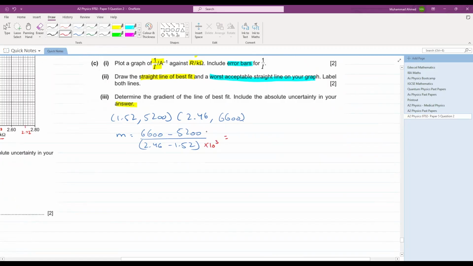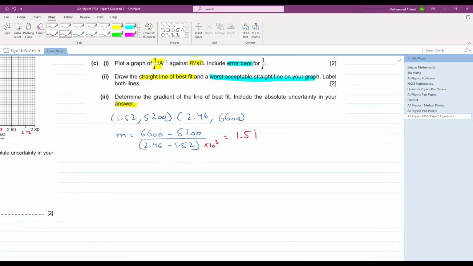Let's calculate the gradient here. 6600 minus 5200 divided by 2.46 minus 1.52 into 10 raised to the power of 3. What does this answer come out to be? This is equal to 1.51. 1.51 is your answer. Simple. This is your value of the gradient.